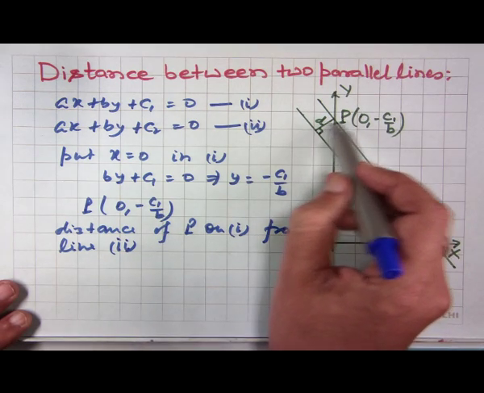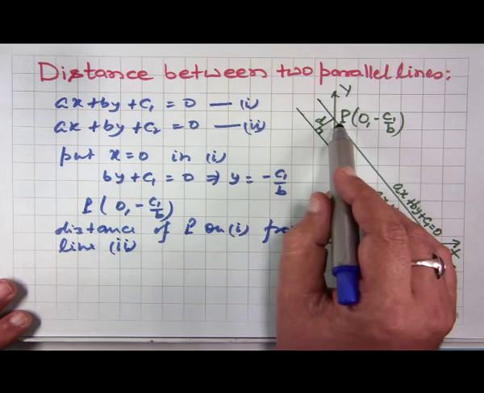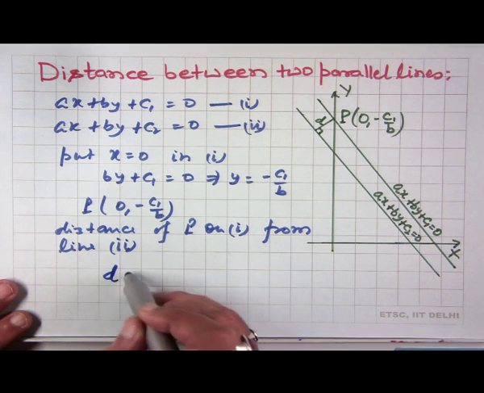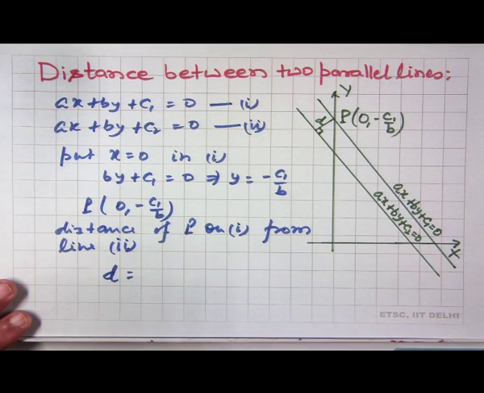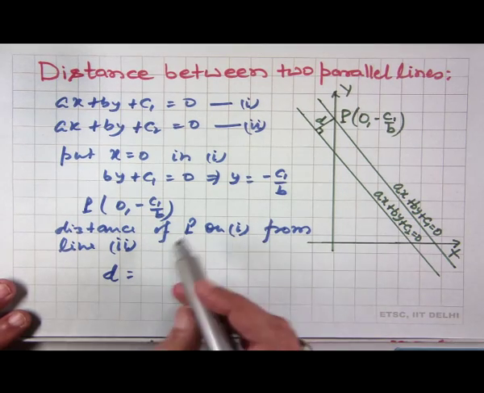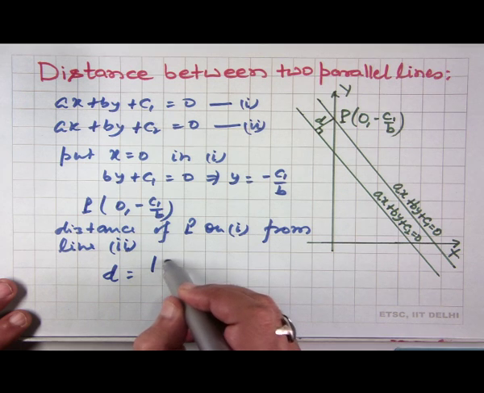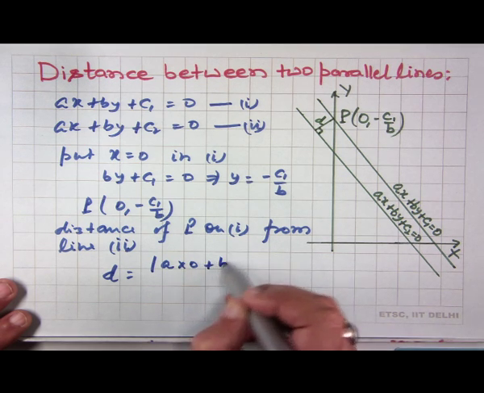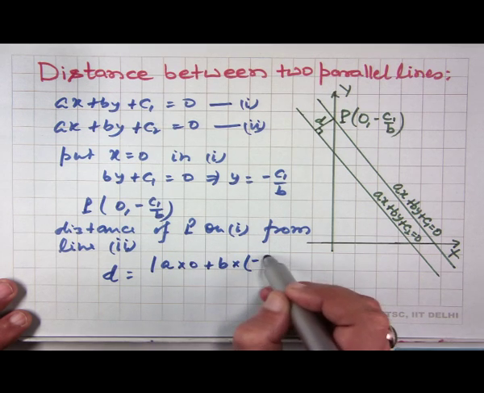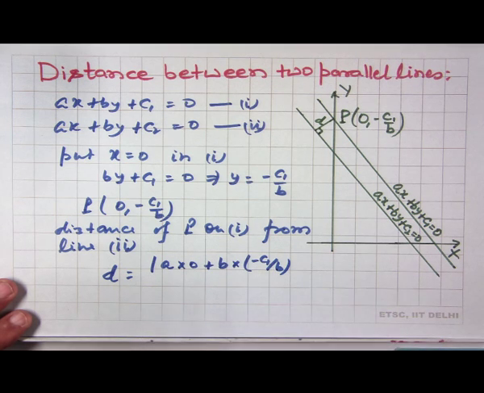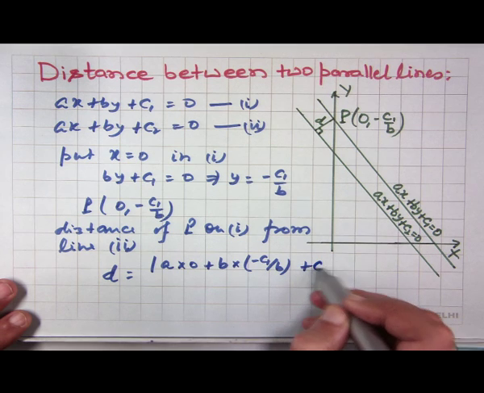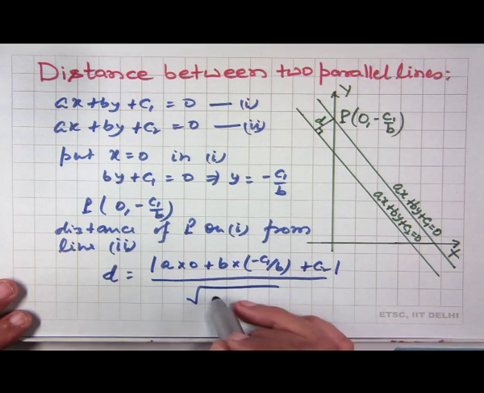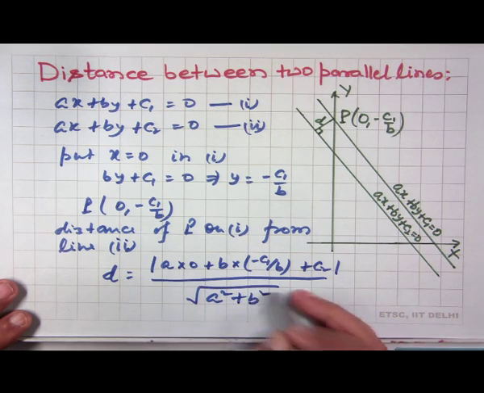So, say this distance is D. The distance of this point P from the line 2 is D. So, D is equal to, by using the formula, D is equal to mod A into 0 plus B into minus C1 by B plus C2 by square root of A square plus B square.